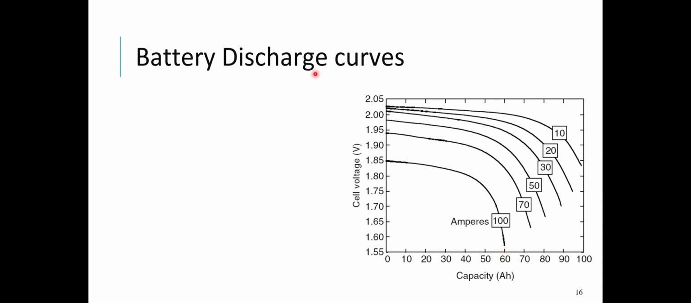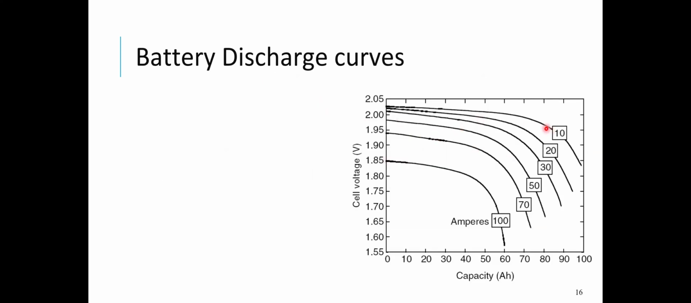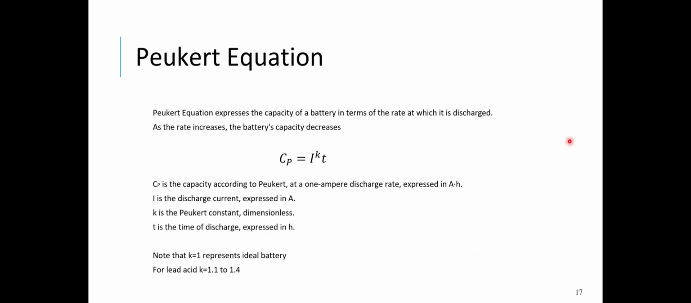Okay, so those are battery discharge curves. I can use the Peukert equation to represent this relationship between how the battery capacity varies with the discharge rate. So this is the discharge rate I, C is the battery capacity, t is time, and k is this Peukert constant. For an ideal battery, the capacity does not change with the rate of discharge, with the current I.